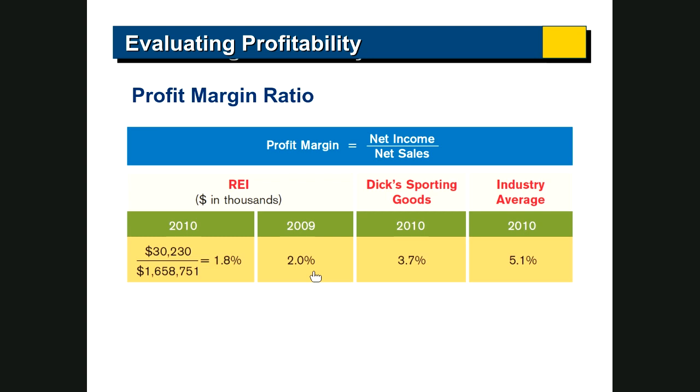You have heard the expression bottom line, right? People say the bottom line is, right? The bottom line is the net income. So we have 2% and we have 1.8%. What could be the reason for profit margin ratio to go down?